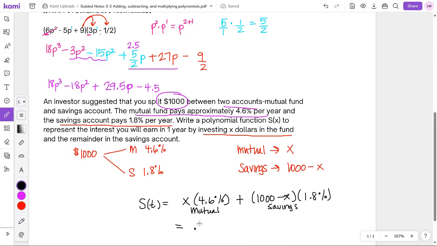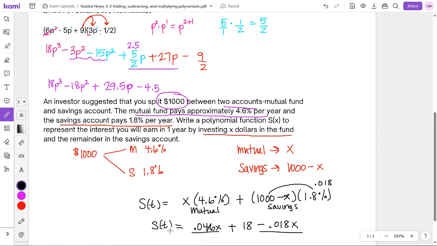This would be 0.046x. So remember, when we're changing percentages to decimals, we move the decimal 2 places to the left because we're dividing by 100. So I'm going to do the same thing here. So I would have 1,000 times, I move the decimal twice, 0.018. But when I multiply by 1,000, I get to move the decimal 3 places to the right. So that makes that 18 minus 0.018x. Then you can combine these two together with your calculator, and that will help clean this up.